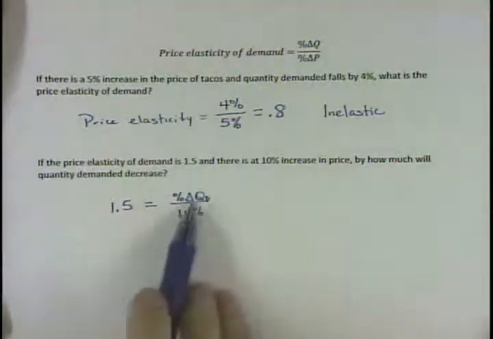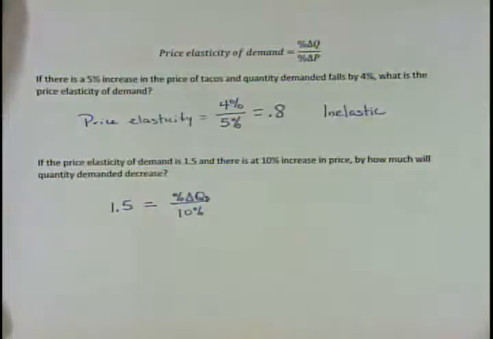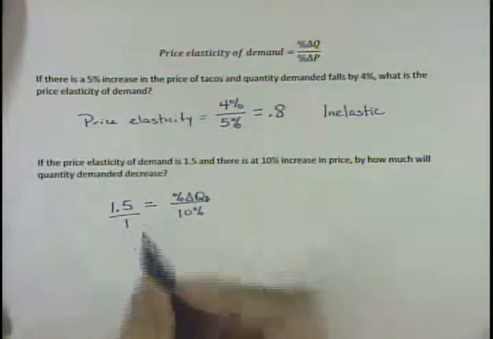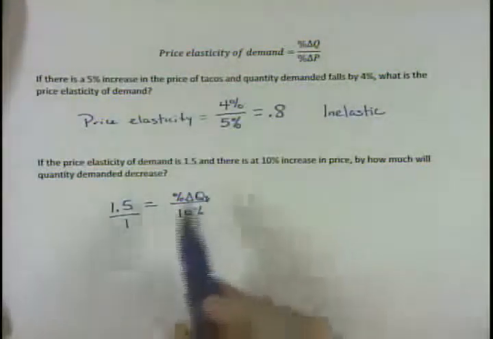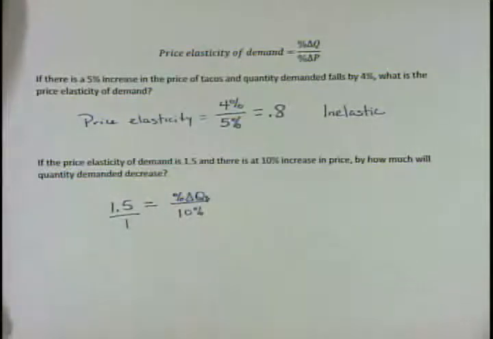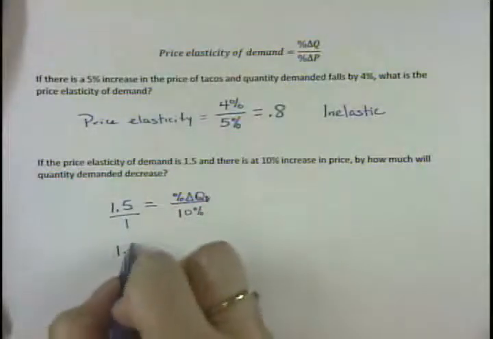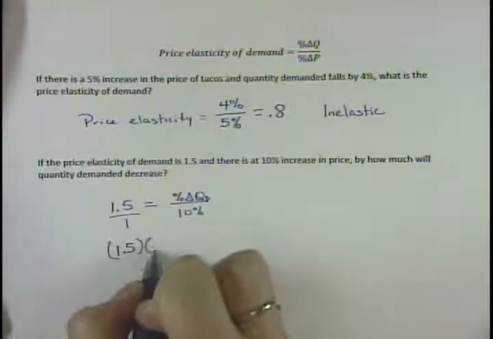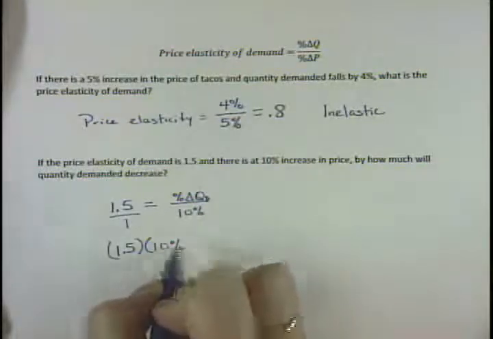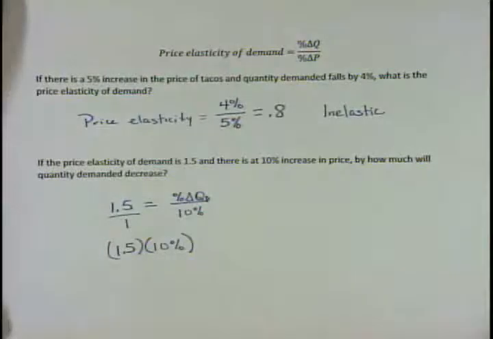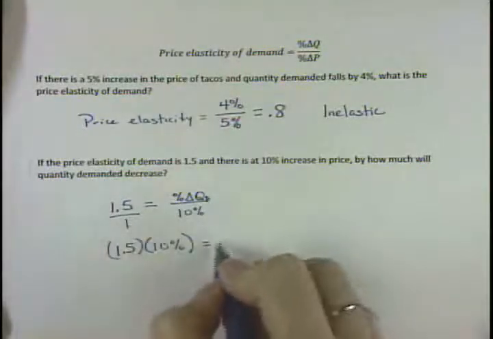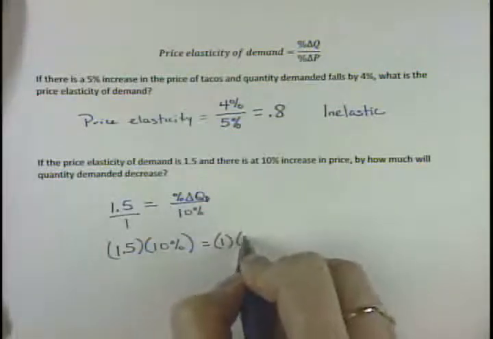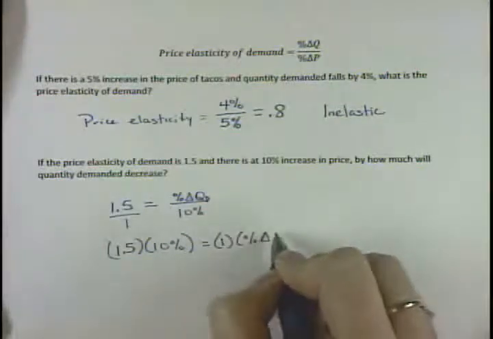So the thing that we don't know here is our percentage change in quantity demanded. In order to solve for this percentage change in quantity demanded, we're going to use cross multiplication. So we would just throw the 1 under there. We're going to take this times this is going to be equal to this times this. So we're going to have 1.5 times 10% is going to be equal to 1 times the percentage change in quantity demanded.